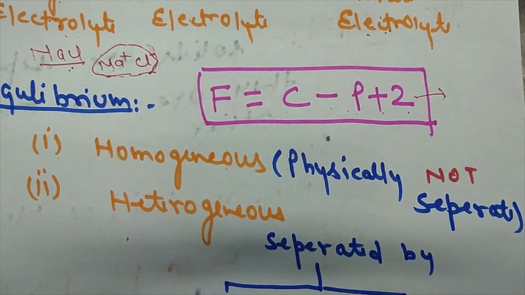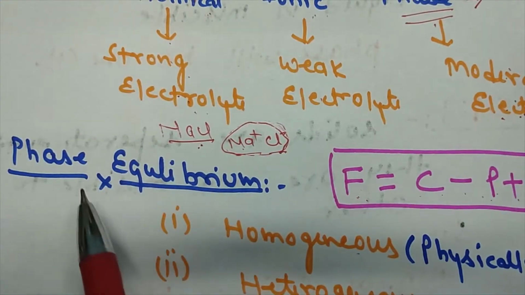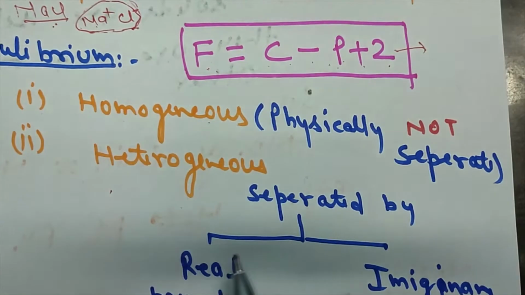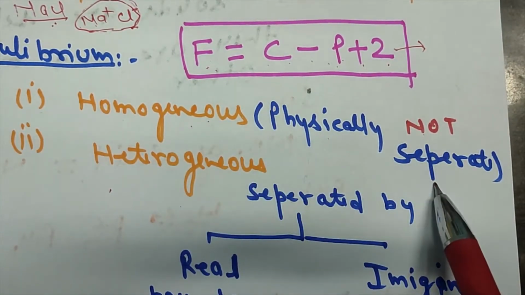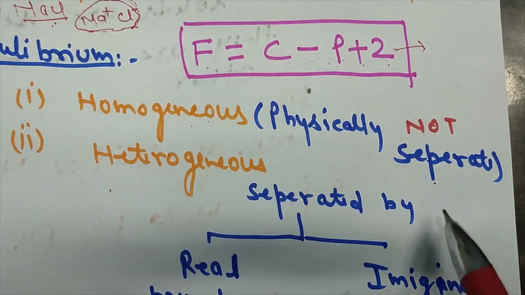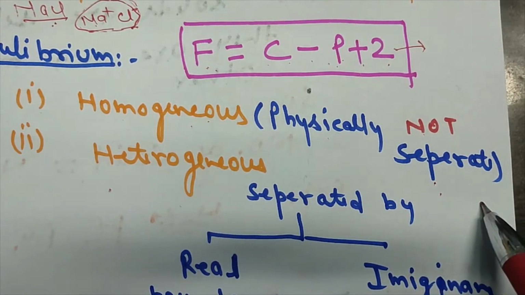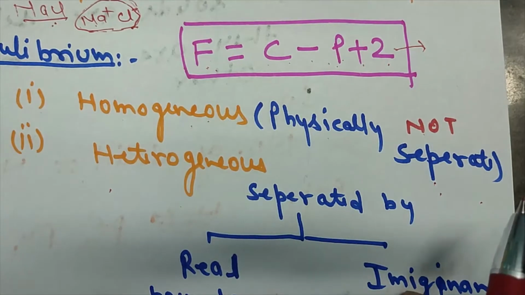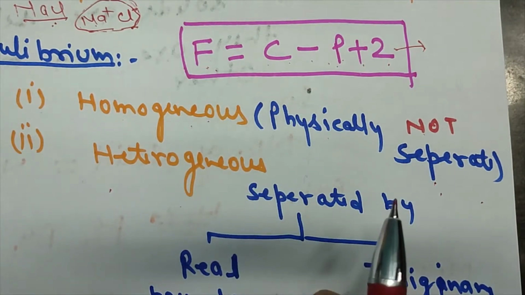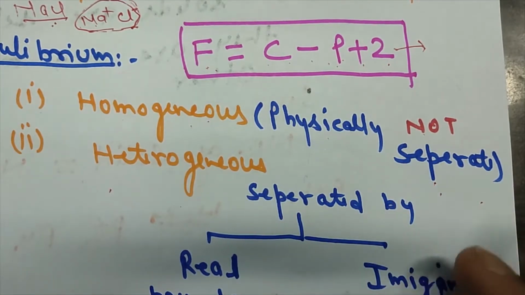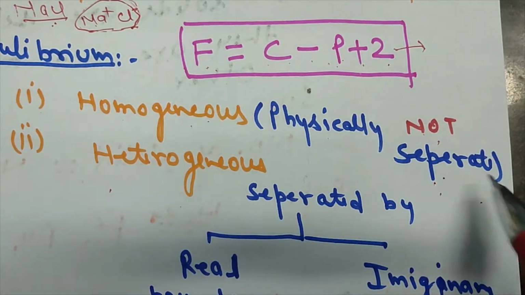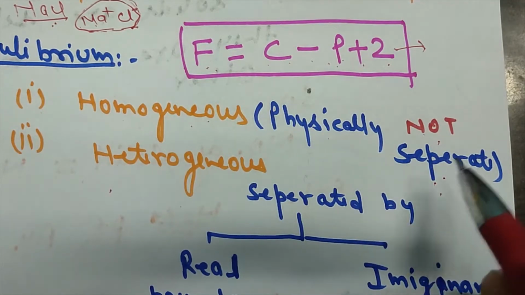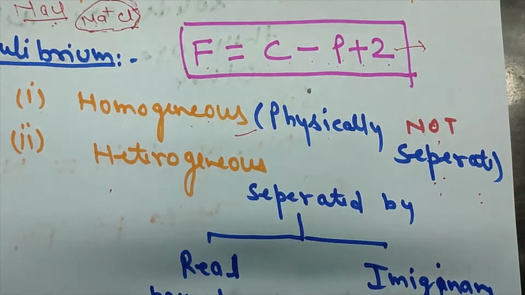What is homogeneous phase and heterogeneous phase? First I am discussing the phase. A homogeneous phase is physically not separate from each other. Like you have a salt and water. If you dissolve this salt into the water, can you distinguish where is the salt, where is the water? No, because there is nothing physically separate there. You cannot distinguish where is the salt and where is the water, because they are soluble in each other. This is known as the homogeneous phase.